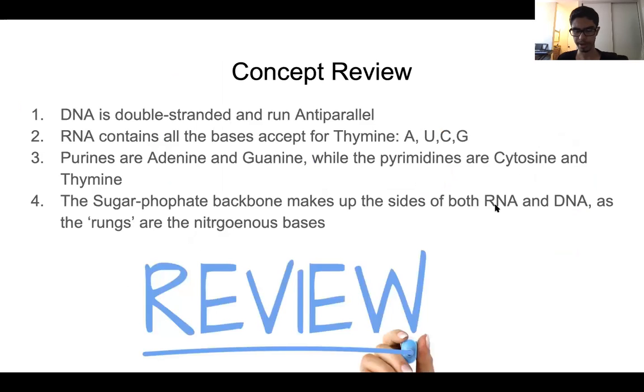Now, just for a recap of everything that we've talked about, I created this really mini concept review thing. So first, a very important thing to consider is that DNA is double-stranded and runs antiparallel. The RNA contains all the bases except for thymine. It just replaces it with uracil. Purines are adenine and guanine, while the pyrimidines are cytosine and thymine. That is in DNA, and then thymine would be replaced by uracil in RNA. The sugar phosphate backbone makes up the sides of both RNA and DNA, as the rungs are the nitrogenous bases.